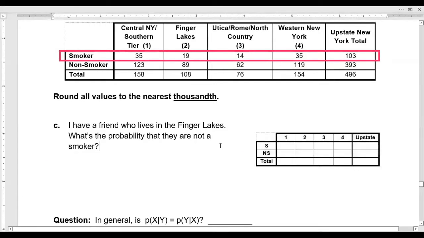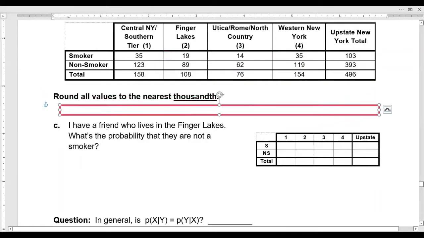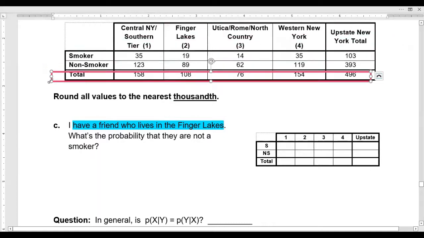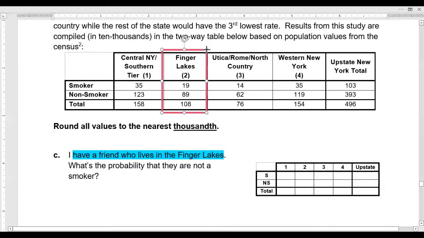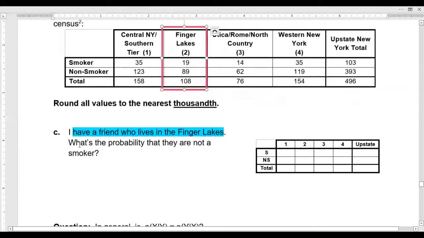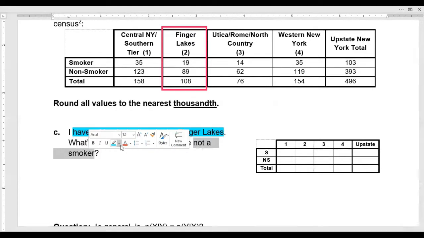So this time I know this person lives in the Finger Lakes. So this is the condition I know. I know that they're in this situation. So that means I'm only going to look at the Finger Lakes column, since that's what I know about them. Now we're looking for the probability that they are not a smoker. So this is the probability we're looking for.